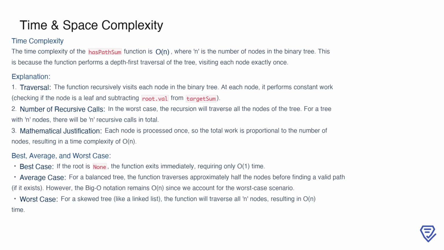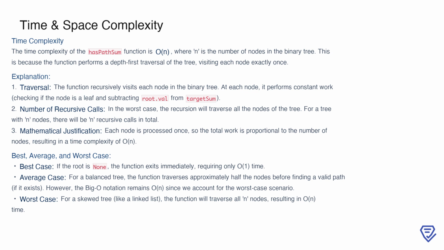In terms of recursive calls, the worst-case scenario involves traversing the entire tree, meaning there will be n recursive calls in total for a tree with n nodes. This is why the total computation scales linearly with the number of nodes, resulting in O(n) time complexity.